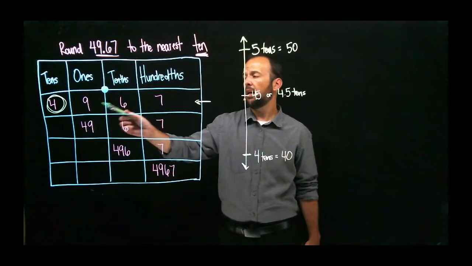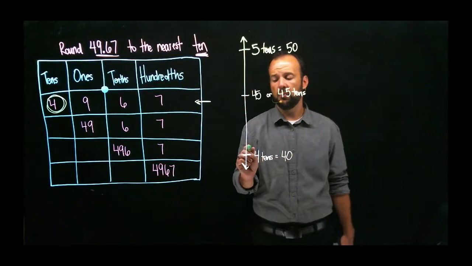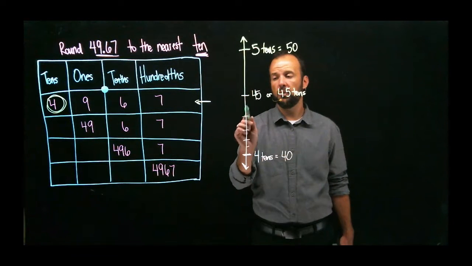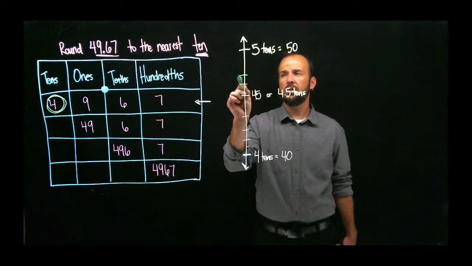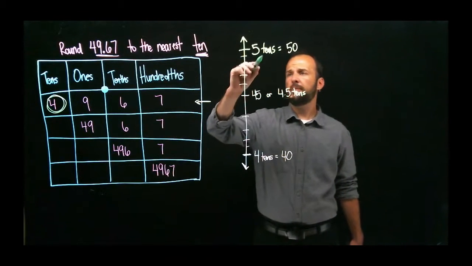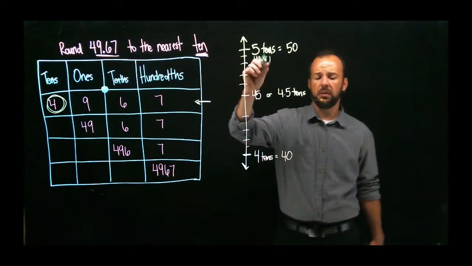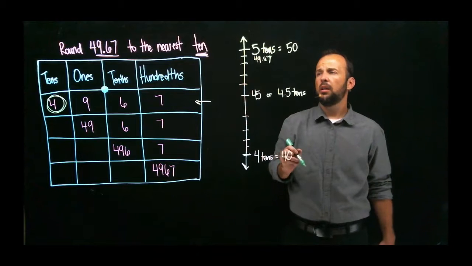So we have 49 and 67 hundredths. Well, if I start here at 40, I know this is going to be 41, 42, 43, 44, 45, 46, 47, 48, 49, and then 50. I have 49. 49 is going to fall right about here. 49.67 would be up in there somewhere.